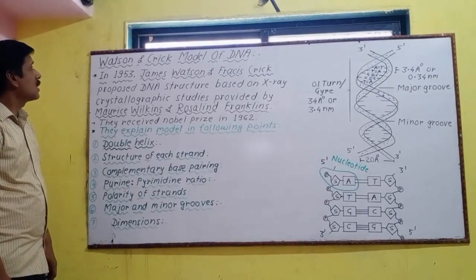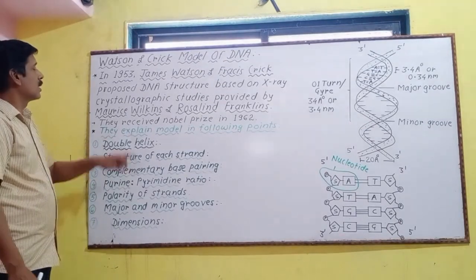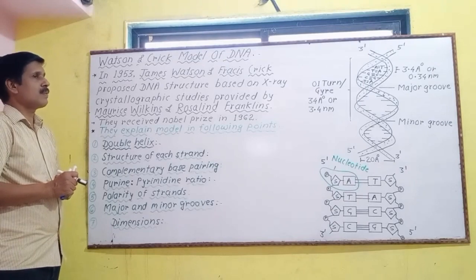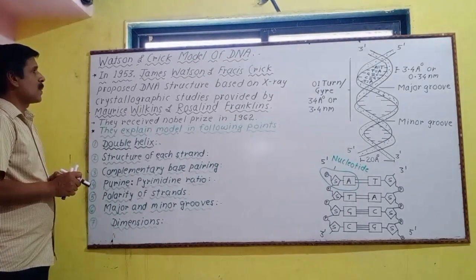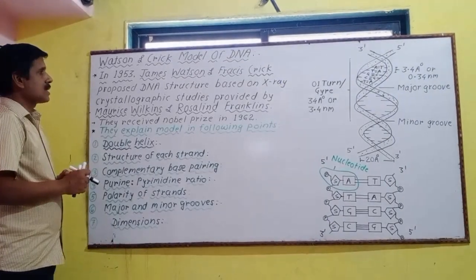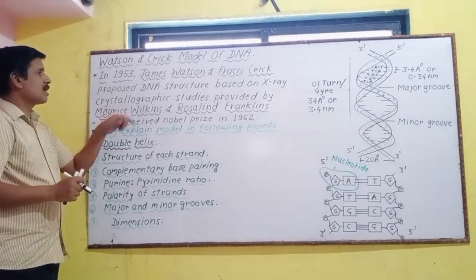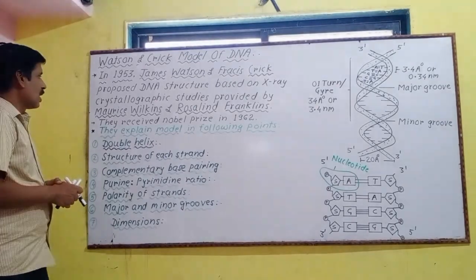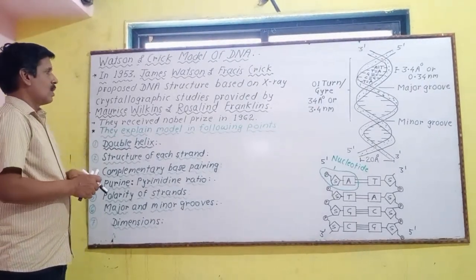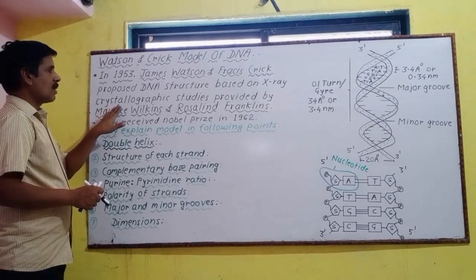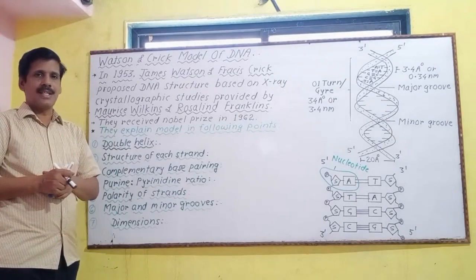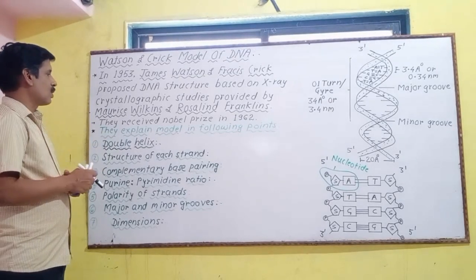Now let us see regarding the Watson and Crick model of the DNA. In the year 1953, James Watson and Francis Crick proposed the DNA structure based on the X-ray crystallographic studies provided by Maurice Wilkins and Rosalind Franklin. These are the two scientists.